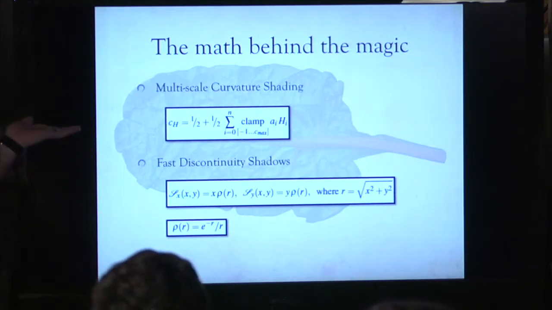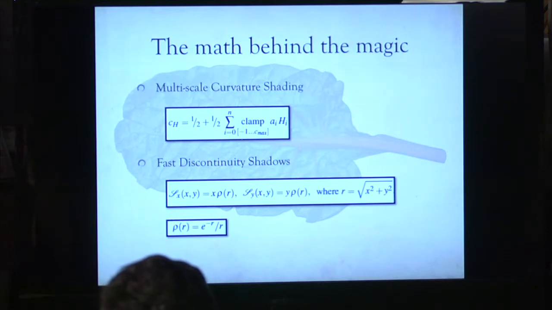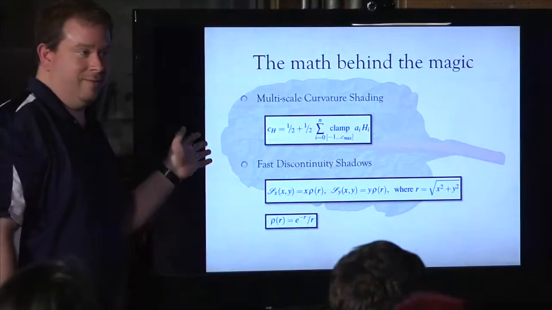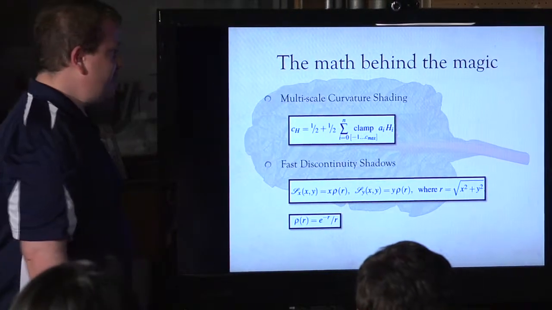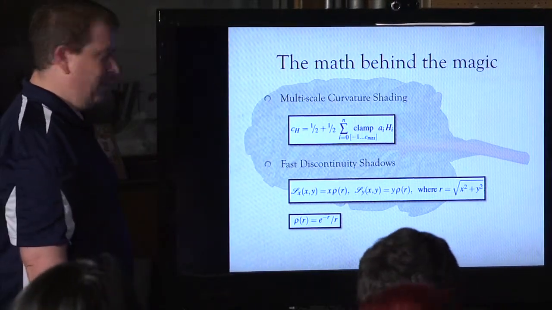Multiscale curvature shading. I think these are from the white marbles? Yes. And we have phi. Is that phi in there? And we have r equals the square root of x squared plus y squared. She loses me a little bit on this. Me a lot. So that's some of the math. That's about as much as we can explain.